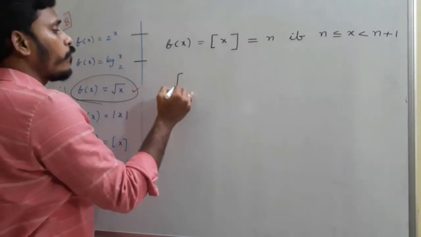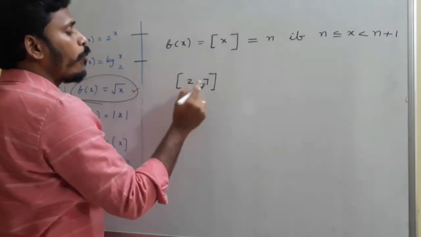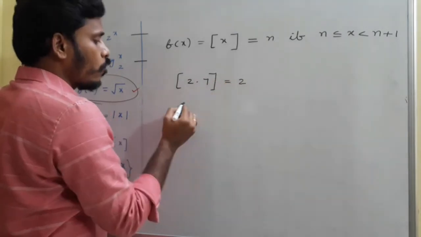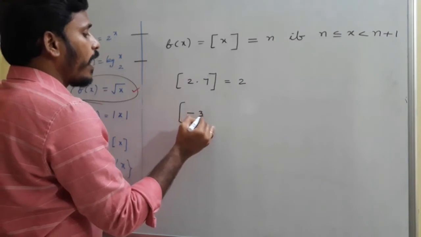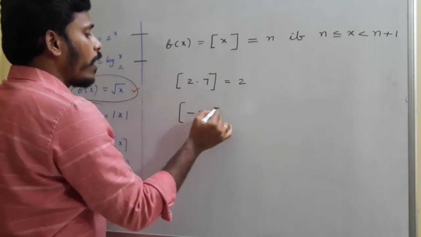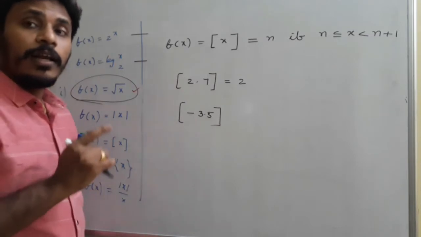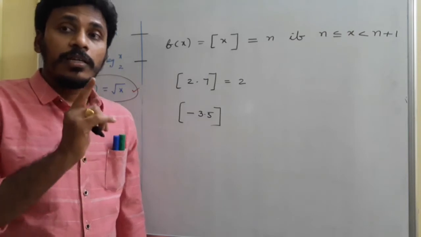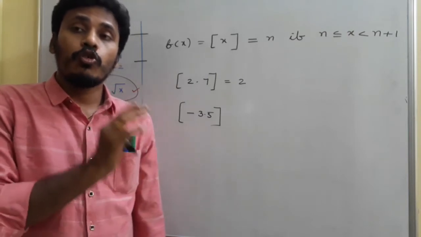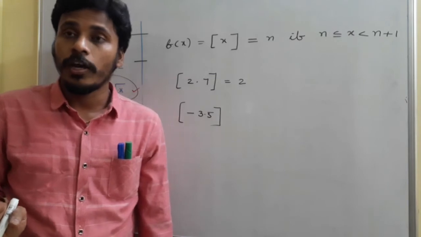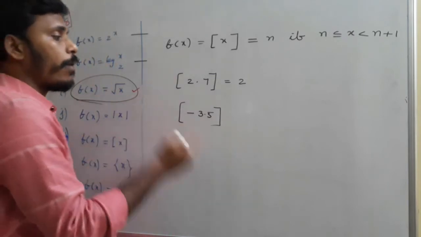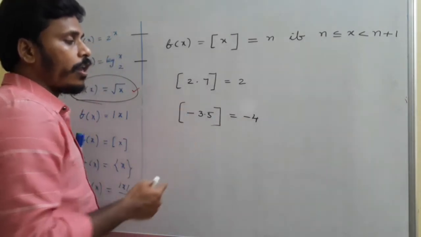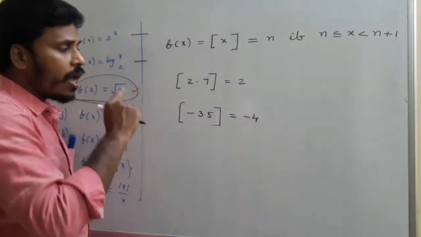So suppose if you take 2.7, 2.7 is a number which is in between 2 and 3, so its result is 2. Suppose if you take minus 3.5, minus 3.5 is a number which is in between minus 3 and minus 4. Pay your attention here. It is in between minus 3 and minus 4, but not in between minus 3 and minus 2. Since it is in between minus 4 and minus 3, your answer is minus 4. Minus 4 is the smaller integer among those two consecutive integers.